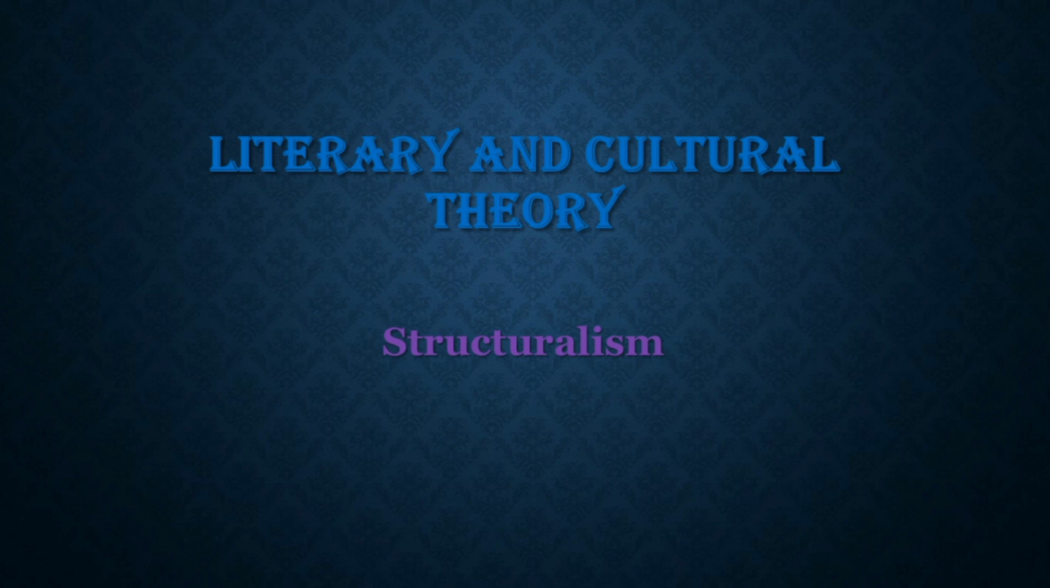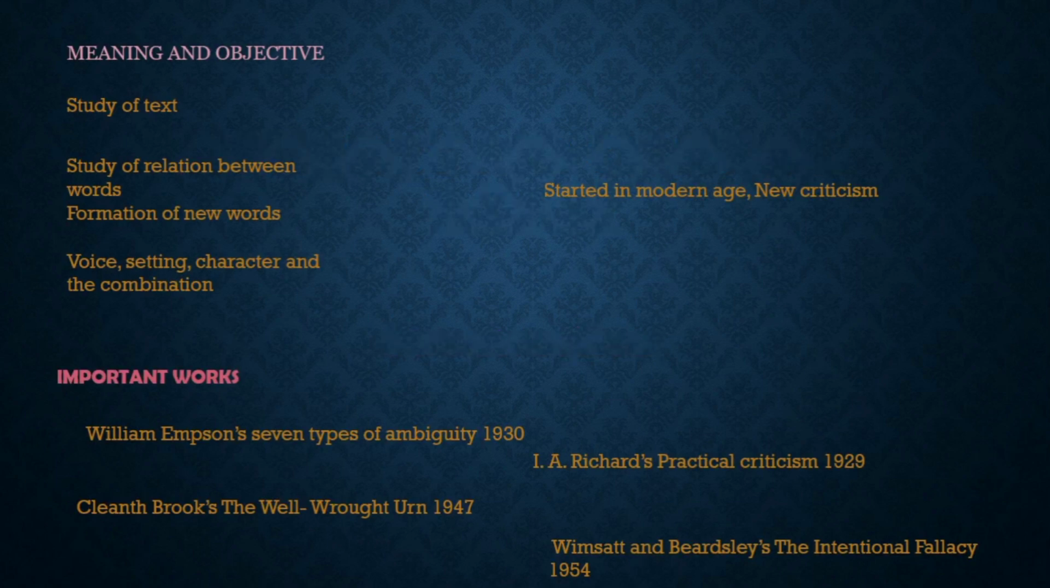The very first slide in front of you. Here let's understand the meaning and objective of structuralism. You must be thinking about what structuralism is all about. Structuralism is a very unique term that came into existence in the 20th century. You must have heard about a new term called new criticism, which started in the modern age. It is also a part of new criticism.